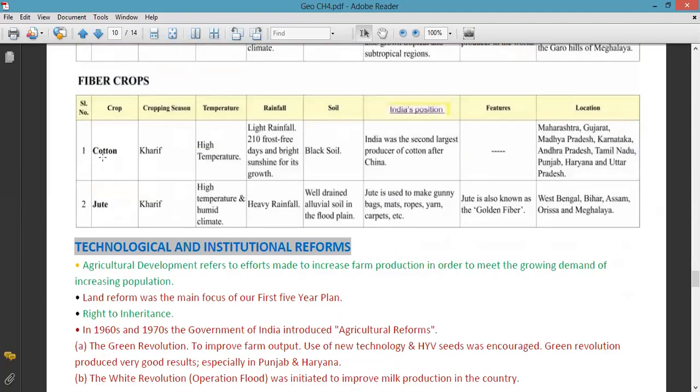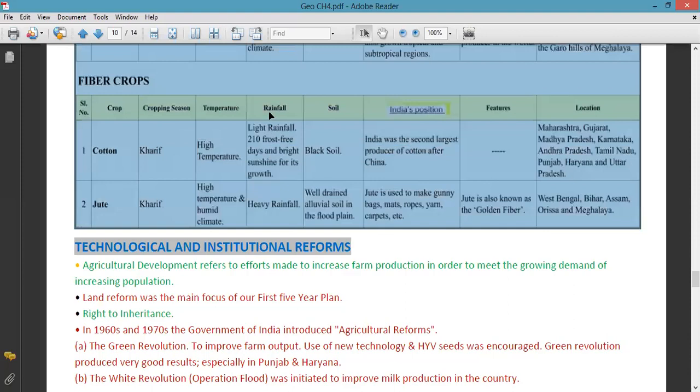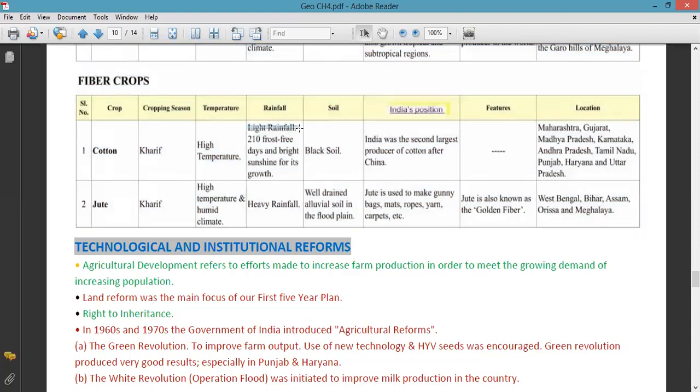Next, about fiber crops, they are cotton and jute. Cotton is generally a kharif crop. Cotton seeds are sown in the first week of June. Now, cotton seeds may be growing. Temperature: high temperature here means more than 35 degrees Celsius, not 100 degrees Celsius. Regarding rainfall, it requires only very light rainfall, less than 100 centimeter. It needs 210 frost-free days and bright sunshine for its growth.